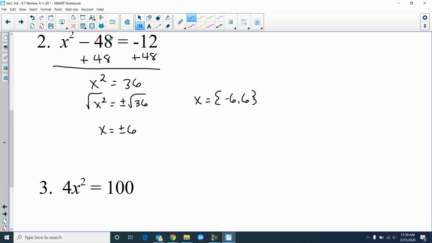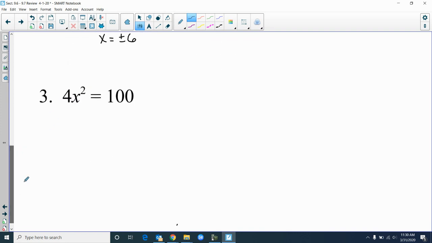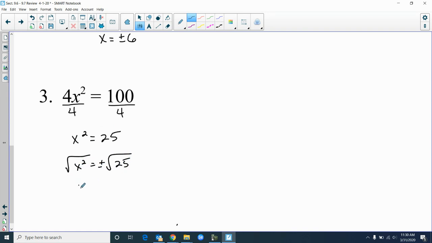All right, that one we had to add a number over. If you got a number in front of the x squared, again, no x term. There's no x anywhere. In this case here, if you got a number multiplying, you just divide by 4, which gives me x squared equals 25. Take the square root of x squared, make sure it's plus or minus. I get plus or minus 5.